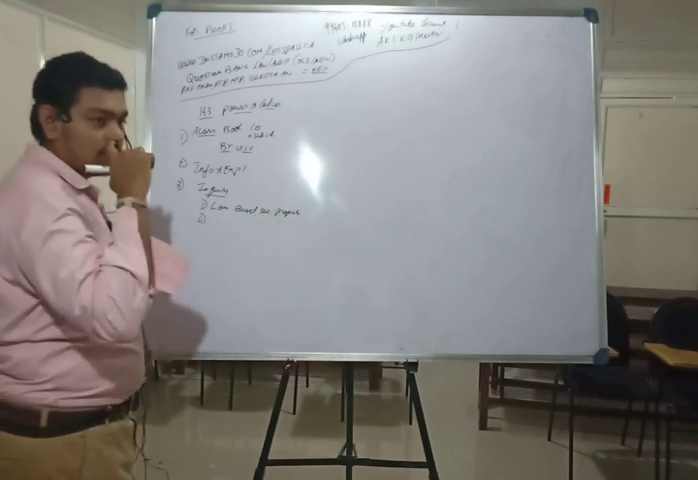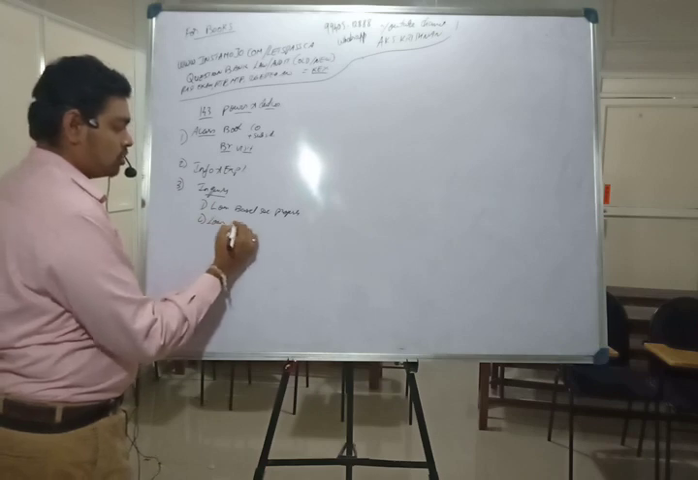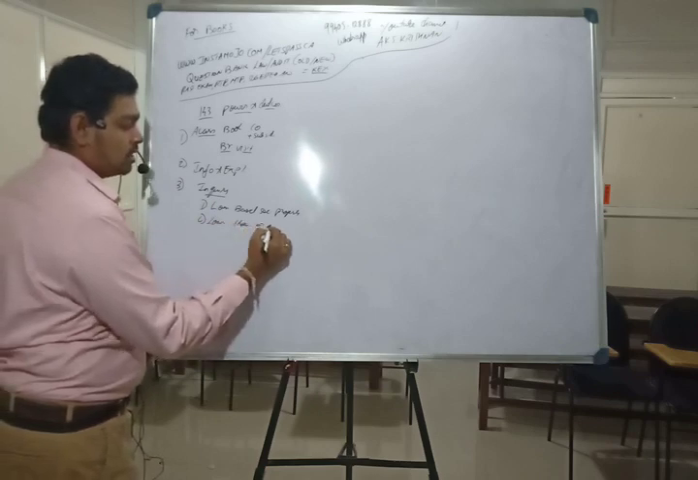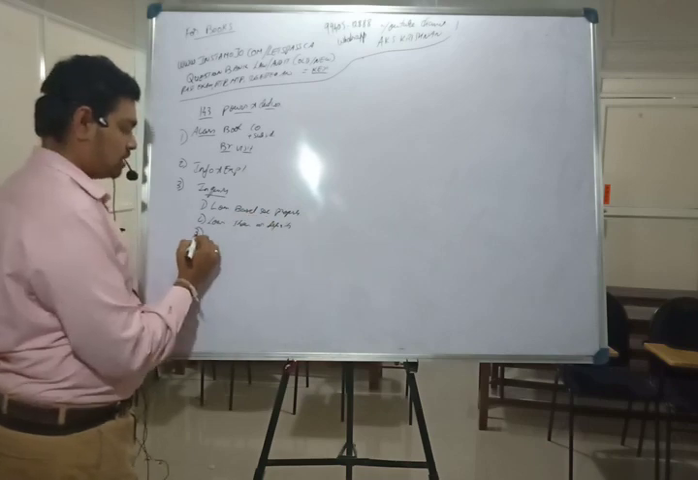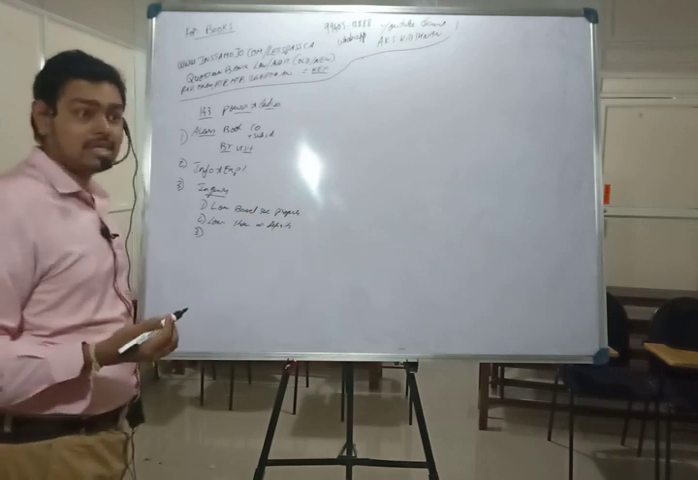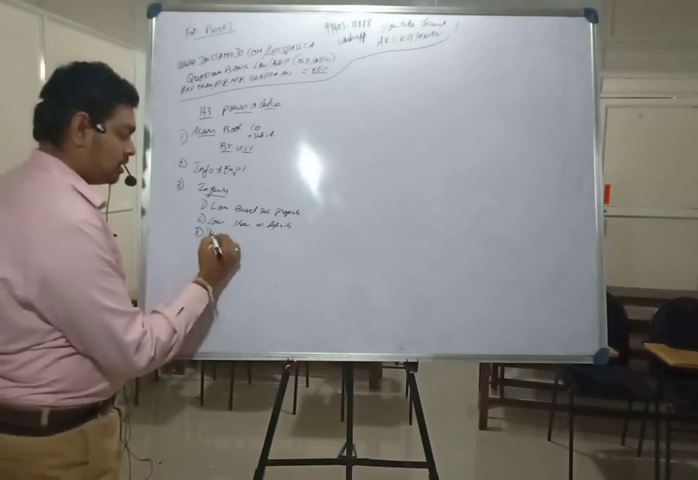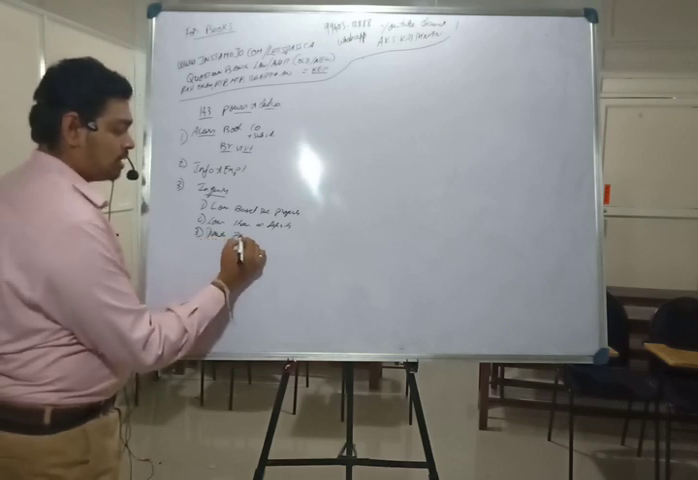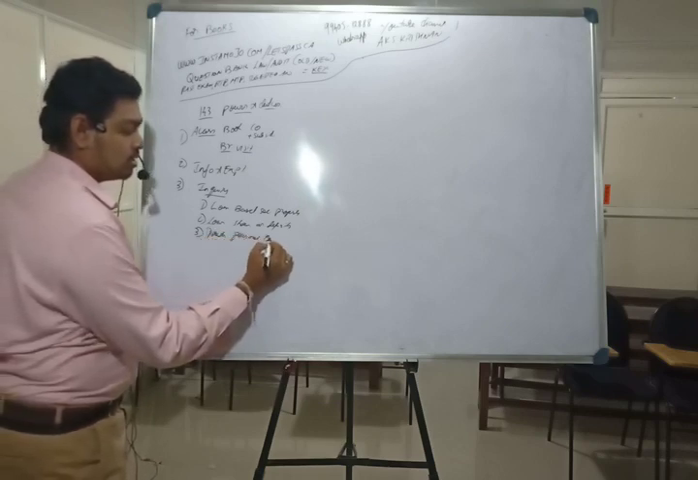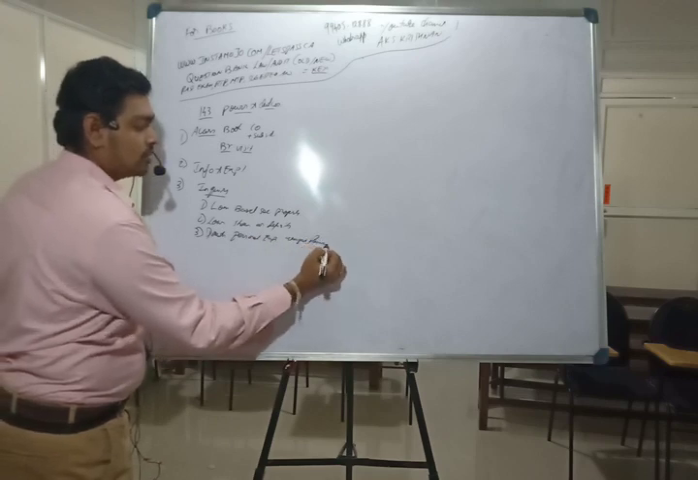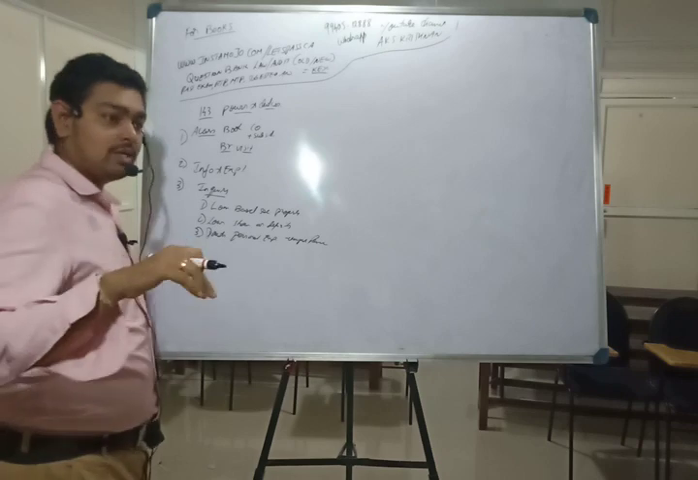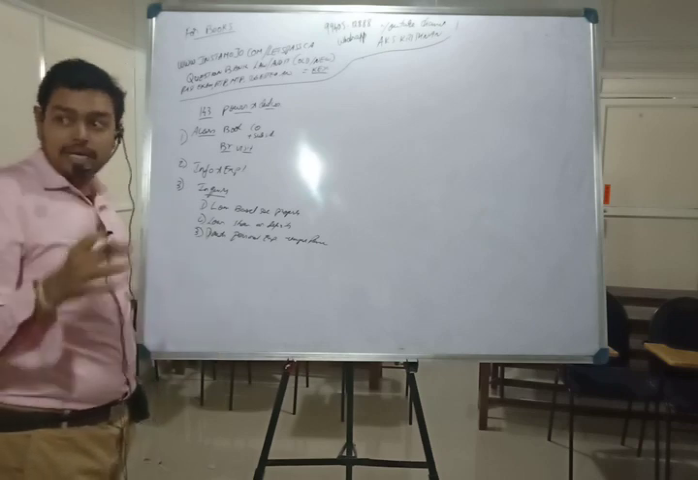Point number 2, whether any loans are shown as deposits. Point number 3, whether any director's personal expenses are charged off to revenue. That means in the P&L you are charging off the director's expenses.